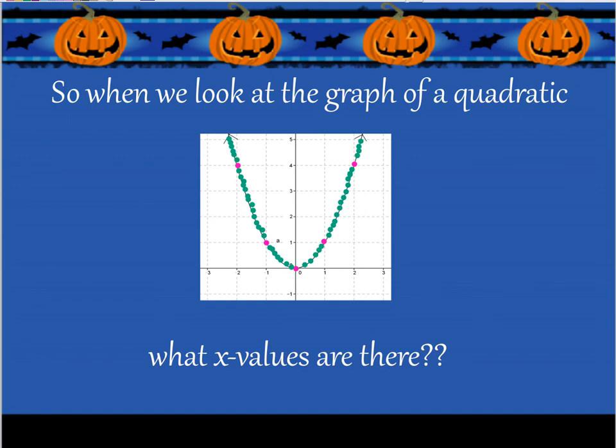There's a whole bunch more. Here's just a few of those additional points. So I could have a point at 0.5. I could have a point at 0.3 or 1.7. All of those x values are represented in my graph.